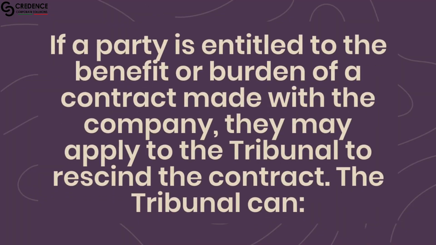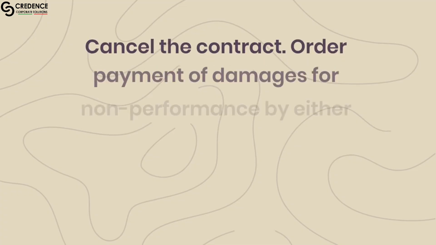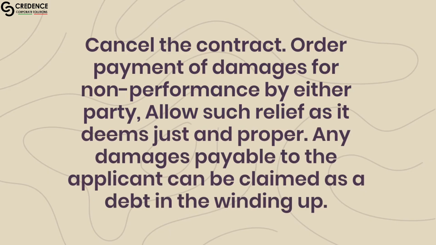6. Rescission of contract by tribunal. If a party is entitled to the benefit or burden of a contract made with the company, they may apply to the tribunal to rescind the contract. The tribunal can cancel the contract, order payment of damages for non-performance by either party, and allow such relief as it deems just and proper. Any damages payable to the applicant can be claimed as a debt in the winding up.